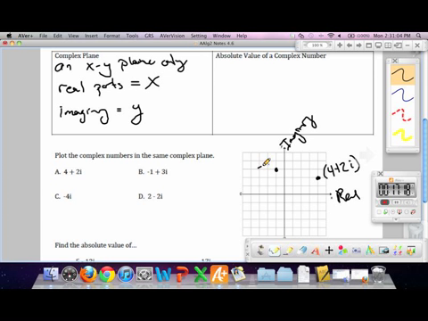Where's C going to go? What's the real part? There is none. So we're not going anywhere in the X. And we're going 4, negative 4, in the imaginary direction. So 1, 2, 3, 4. And where does D go? 2 to the right. 2 real and negative 2 imaginary. We're graphing these on what's called the complex plane. And that makes kind of an odd shape.